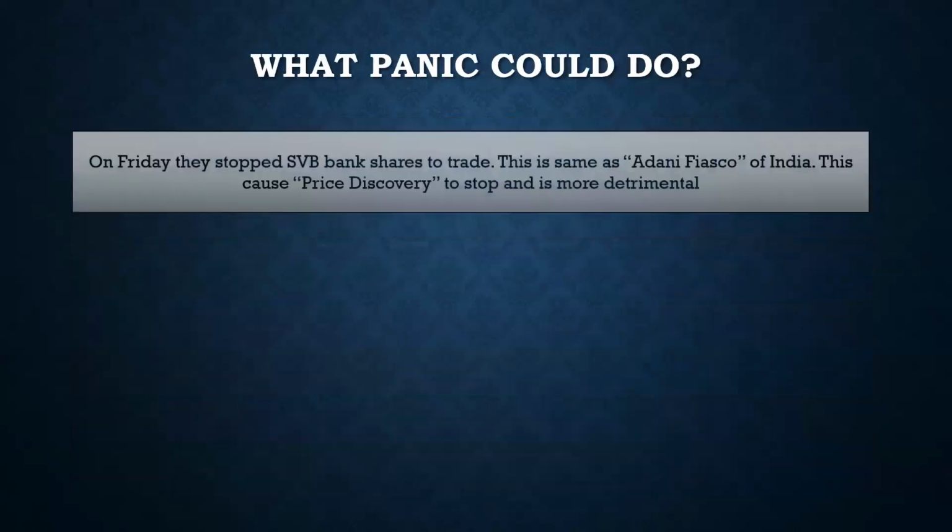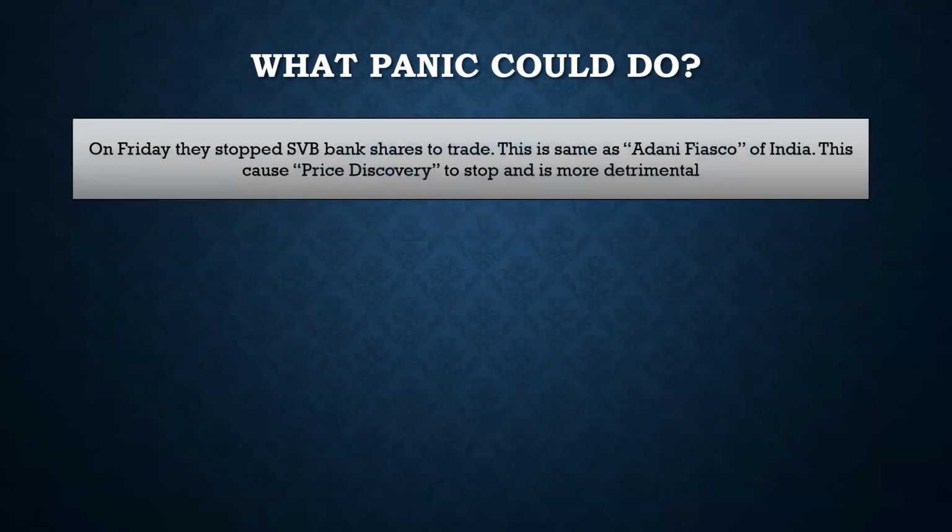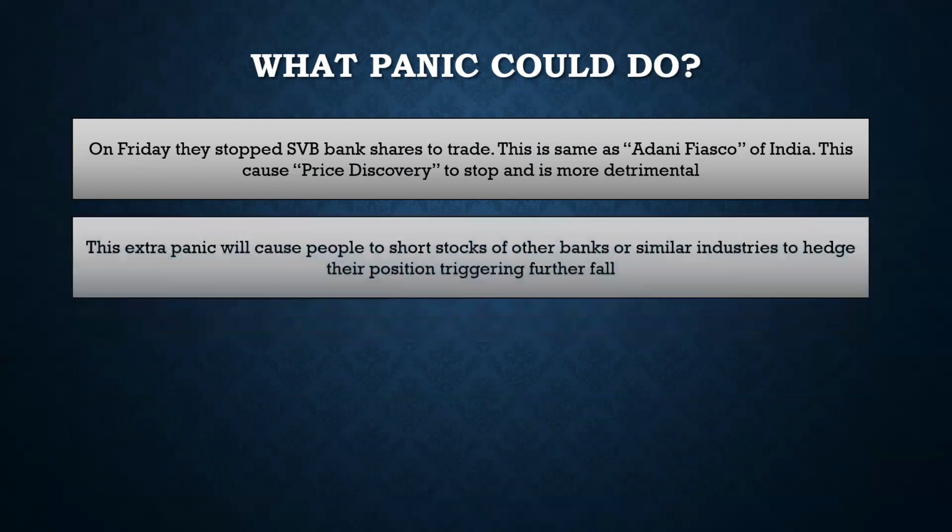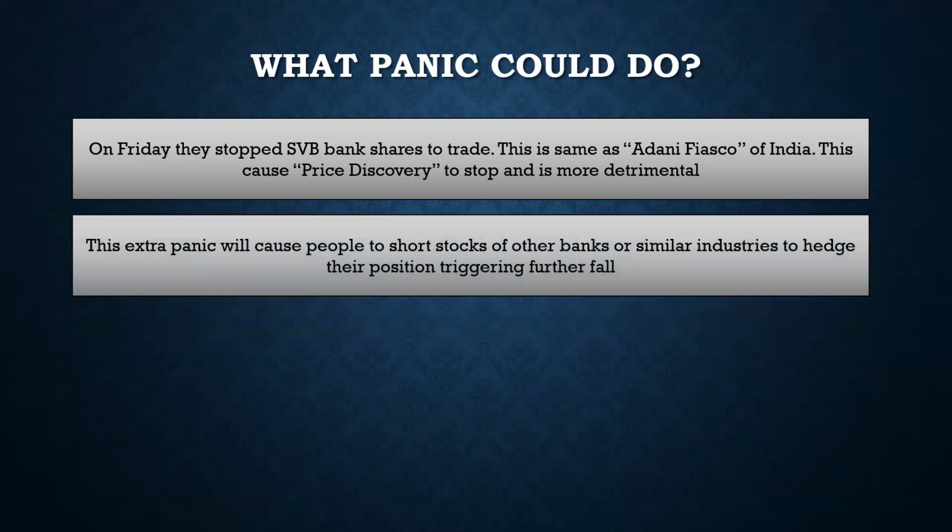So what could panic do? On Friday they stopped SVB bank shares from trading. This is the same as what happened in Adani, and I think this caused the price discovery to stop, and it is more detrimental, because people are not able to sell their stake. If they are not able to sell the stake, what will they do? They will short stocks of other similar banks or similar industries, to hedge their position, because they know they are going to lose money there. So they know that other stocks are also falling because of that. So let me take a position there, which will further induce the fall in those markets, or in those stocks. And that is what triggers the panic, right? That causes panic if everything fails in such a market.